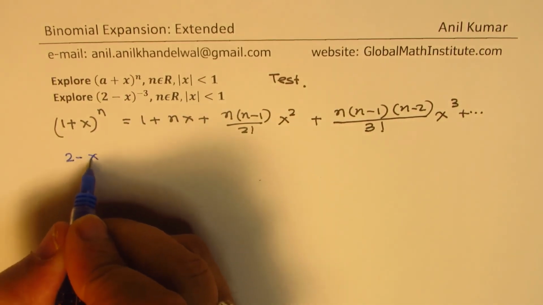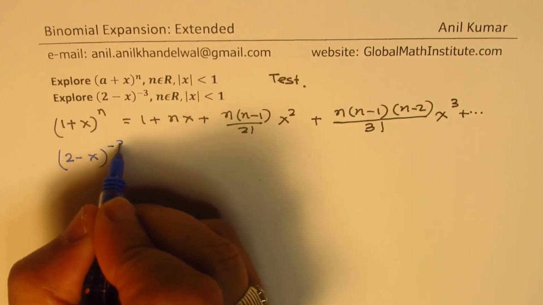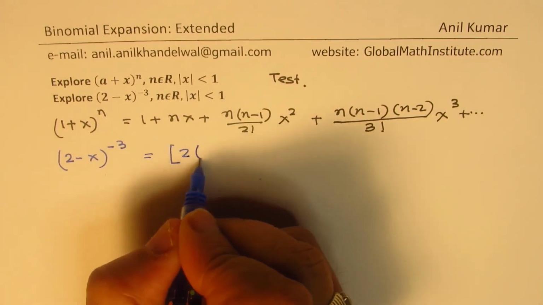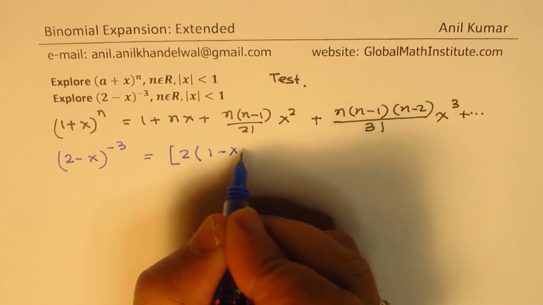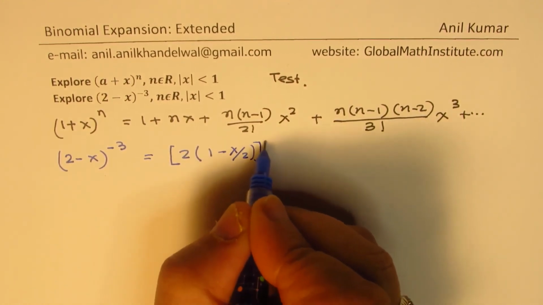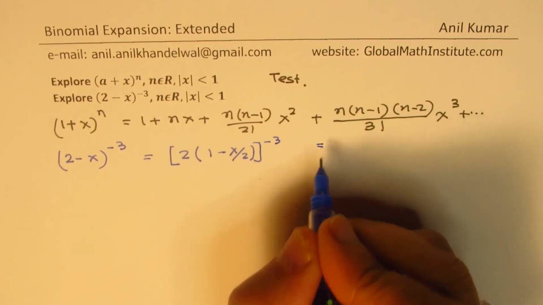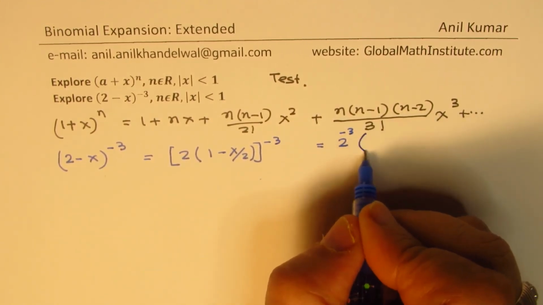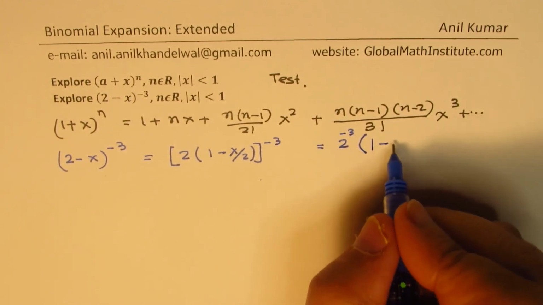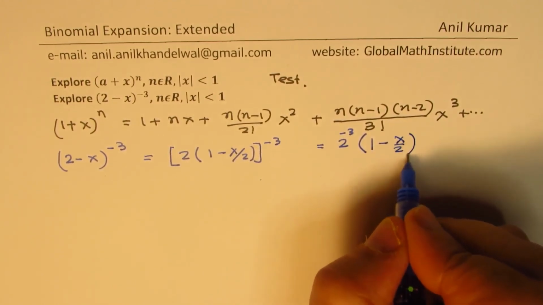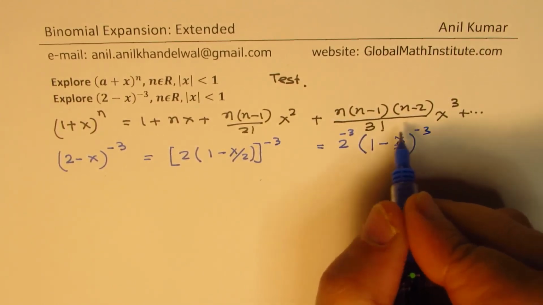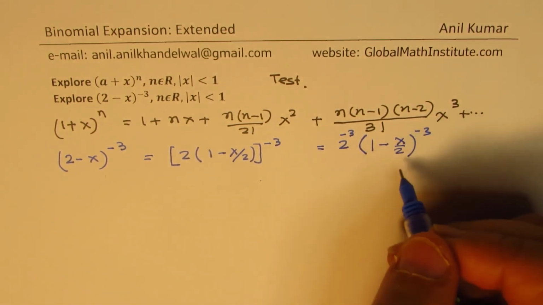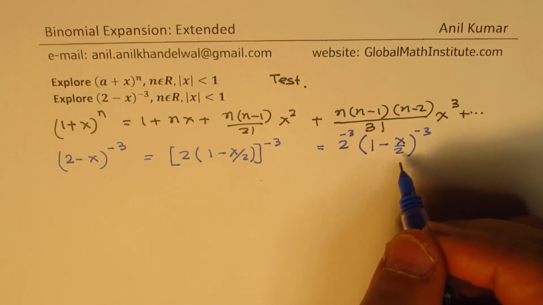We have (2 - x)^(-3), right? So we can take 2 common. So we get 2^(-3) and within brackets we get (1 - x/2)^(-3). Does it make sense to you? So that becomes the function for us to expand.